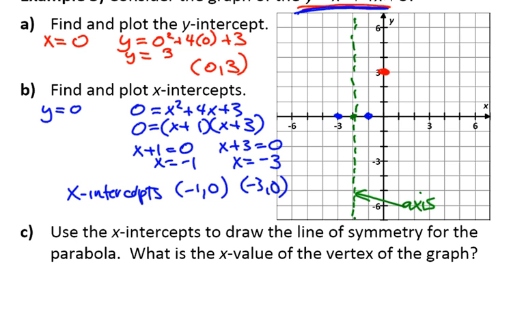So looking at where that axis of symmetry is, I know what the x value of the vertex is, because the vertex, remember, is on the axis. So we know that the x value of this point is going to be -2, back 1, back 2. So what's the x value of the vertex? Well, that's going to be -2, because it's in the middle of those 2 points.